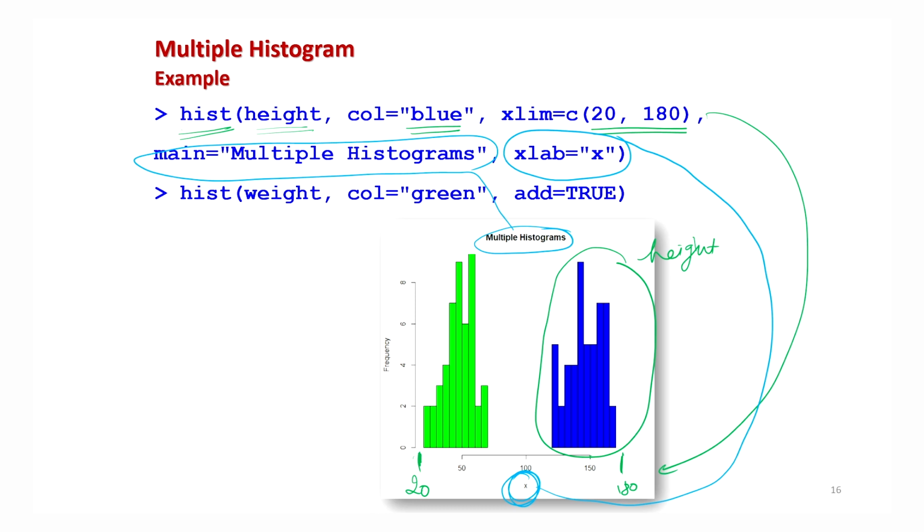Now, you also want to add here the histogram for the weight. So, I use the same command, hist of weight data vector, and color is equal to green in double quotes, and then I use the command add is equal to true. Now once you execute the second command, this graph will appear here, right.